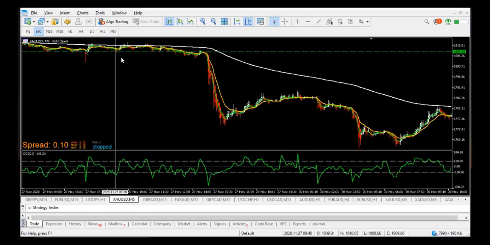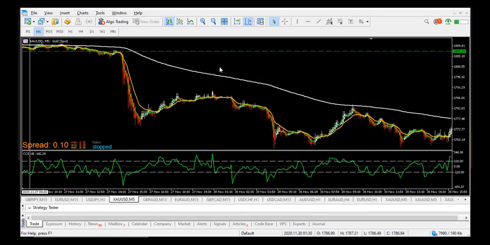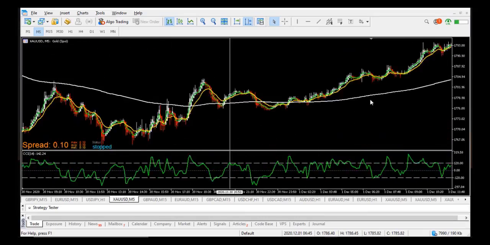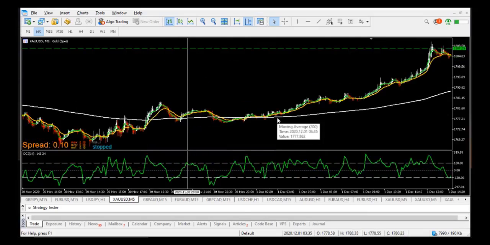When you open a sell position at this point, you set your stop loss or take profit, depending on whether you're day trading or you're going for a long-term trading system. I'm going to come back to that shortly. Let's move on. Conversely, that applies to the buy signal as well.